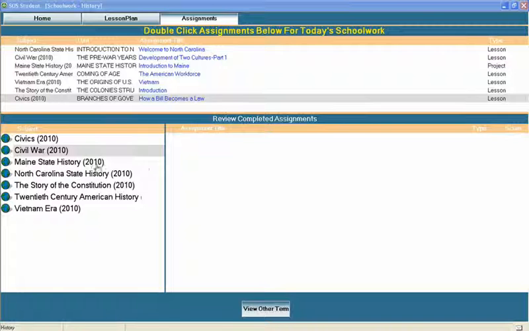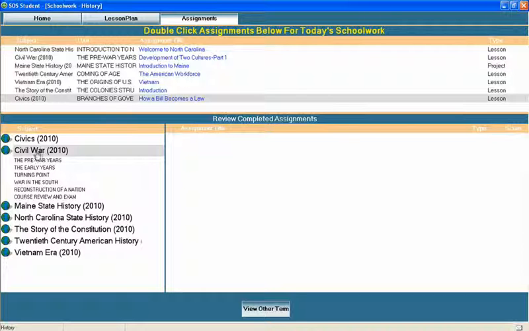Welcome to Switched On Schoolhouse Civil War. In this half-credit high school history elective, your students will study the period of the Civil War with units that cover the pre-war years, the early years, war in the South, reconstruction of a nation, and much more.